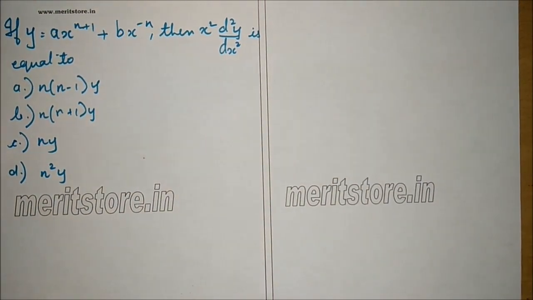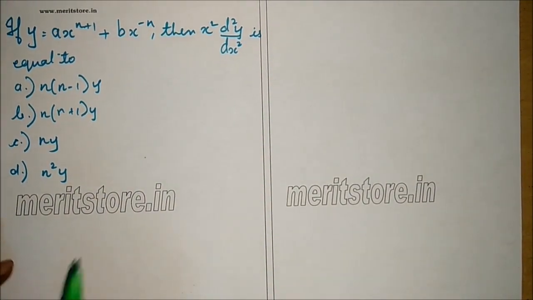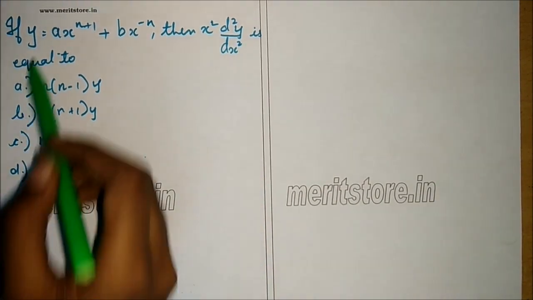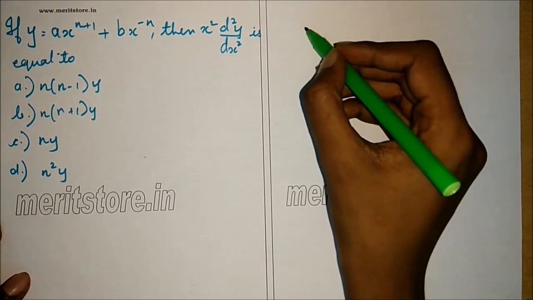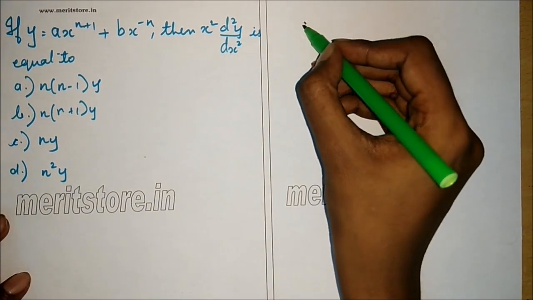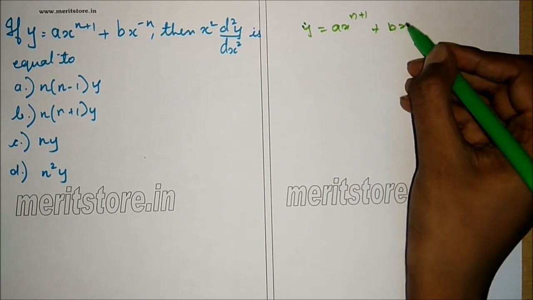If y equals ax raised to n plus 1 plus bx raised to minus n, then x square d2y by dx square is equal to, so first we have to find the differential equation for this equation y equals ax raised to n plus 1 plus bx raised to minus n. So first we rewrite the equation y equals ax raised to n plus 1 plus bx raised to minus n.